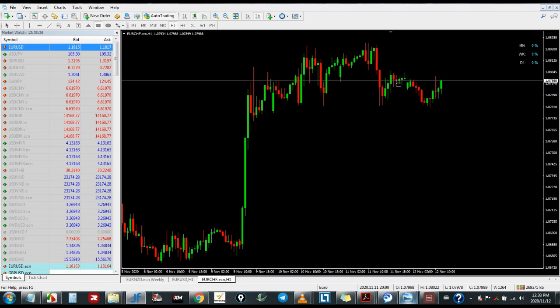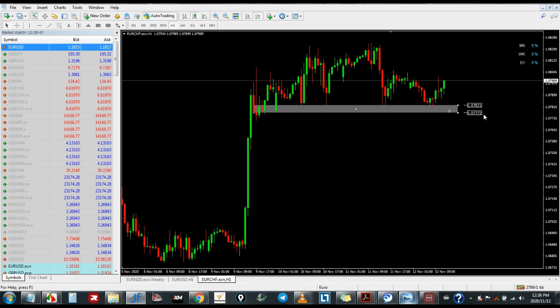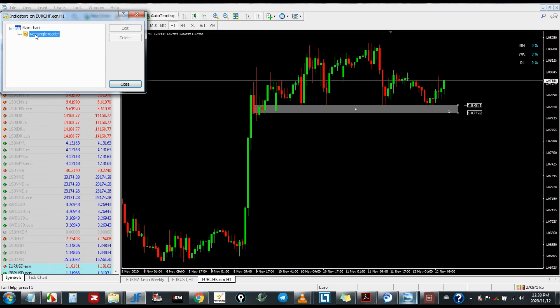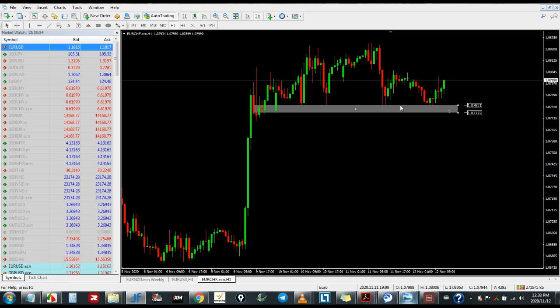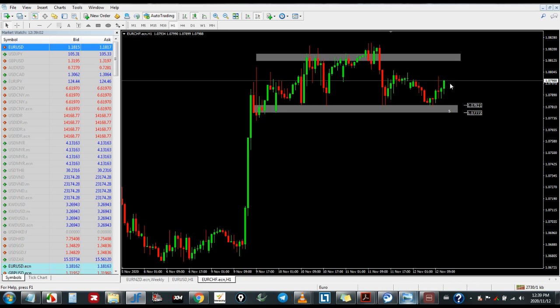On this pair, I won't lie, there's no clear supply, because I can see that this pair is in a range. So we can say that this is a support. By the way, this is a support, and then we'll say that this is a resistance. So currently buying there is not a good idea, because I see a range here on EURCHF.